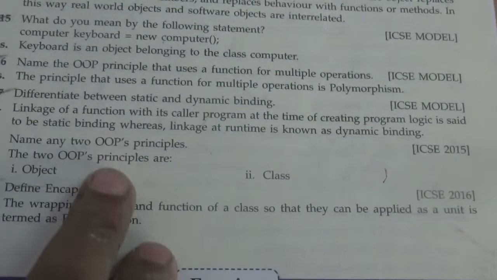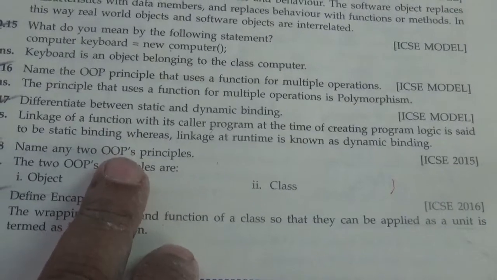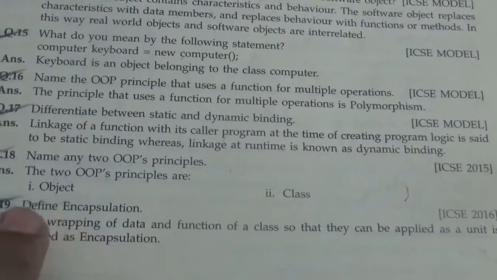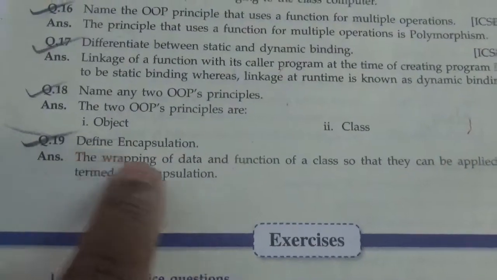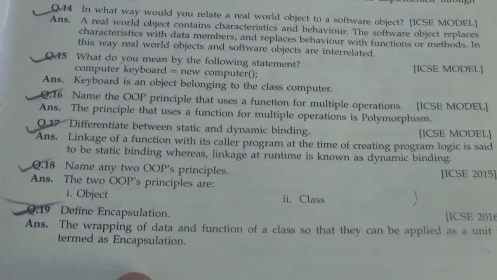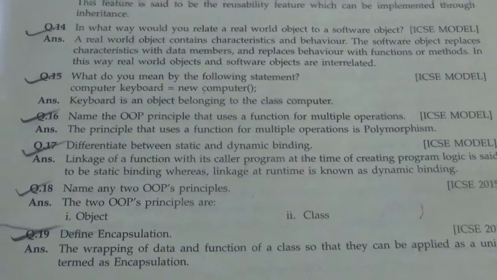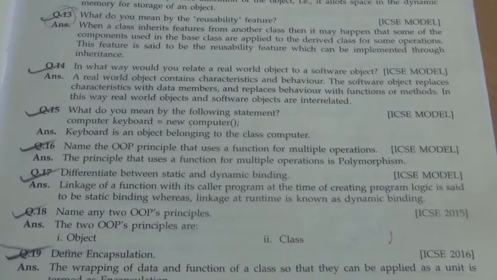Name any two features or object oriented programming principles: object, class, inheritance, polymorphism. We had discussed define, encapsulation. So just go through this. Clear? Okay, hope you have understood.